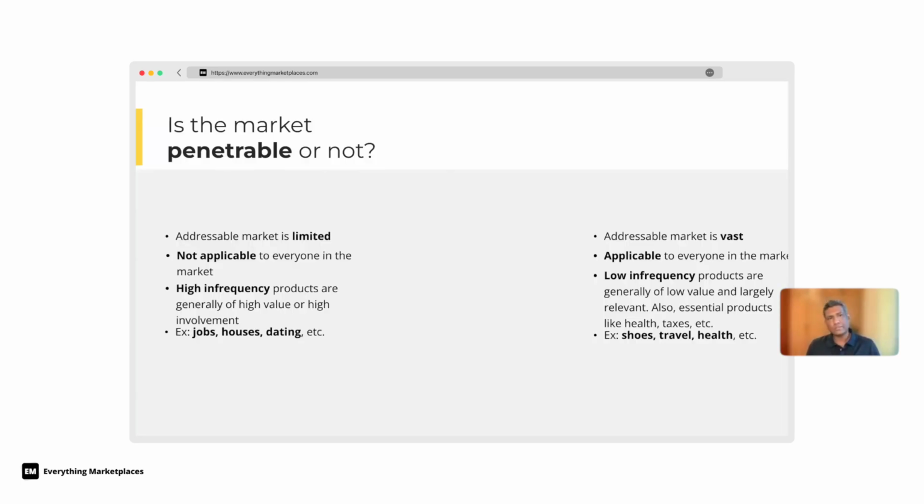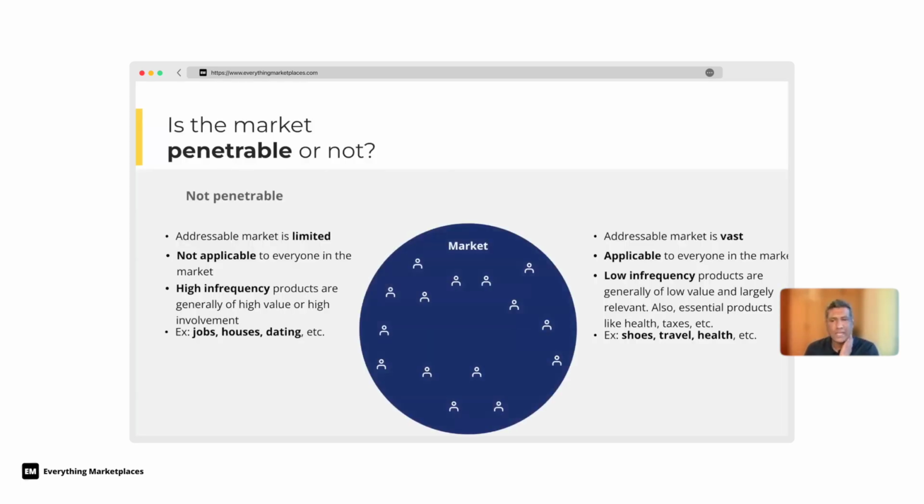So coming back to what penetrability means, some products by nature are penetrable. Example, I can ask you to buy Nike shoes and travel and health. I can say, go out and check out this app that seems pretty cool. But on the other side, things that are non-penetrable are jobs, housing, dates, etc.